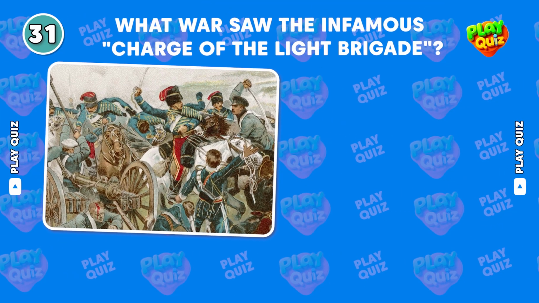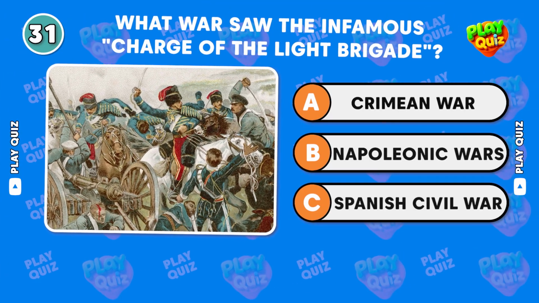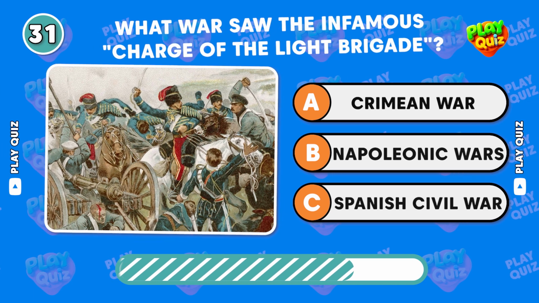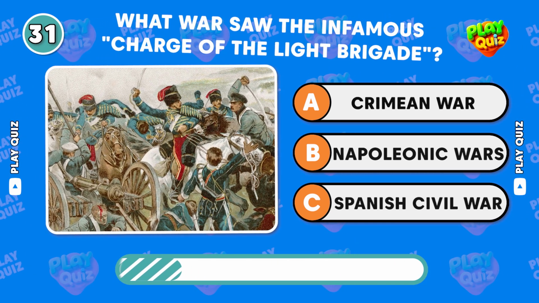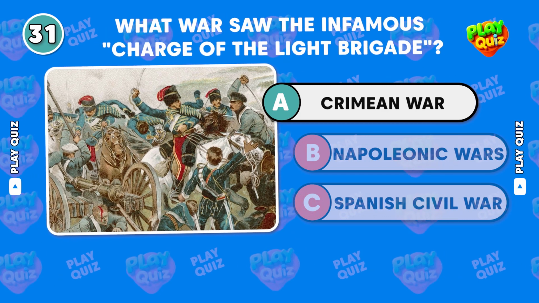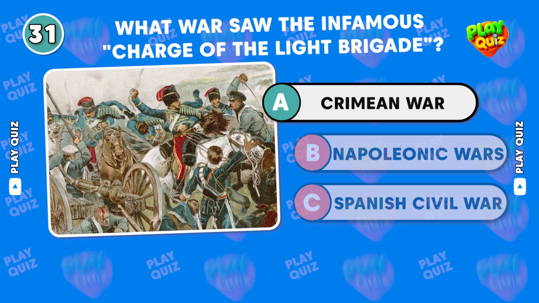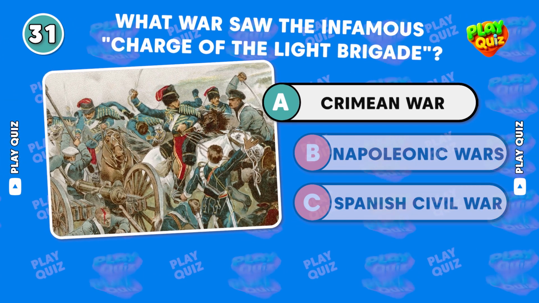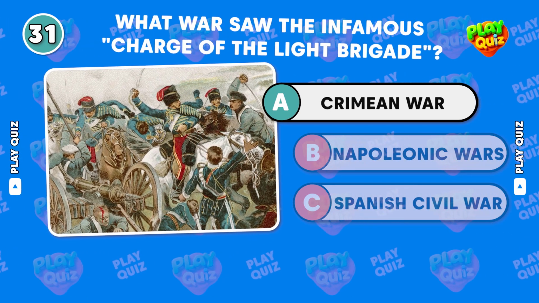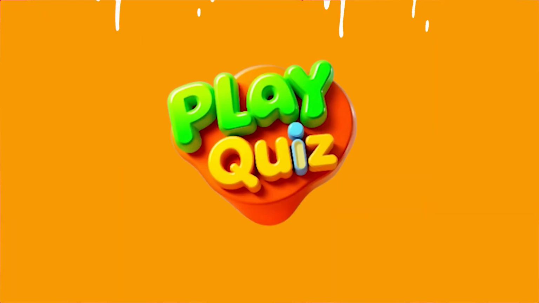31. What war saw the infamous Charge of the Light Brigade? Correct answer, Crimean War. The Charge of the Light Brigade, 1854, was a disastrous cavalry charge during the Battle of Balaclava, immortalized by Tennyson's poem.